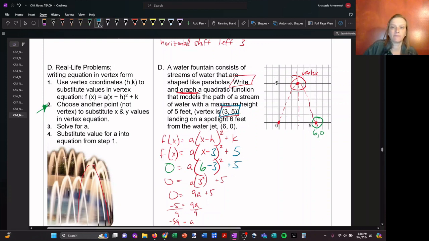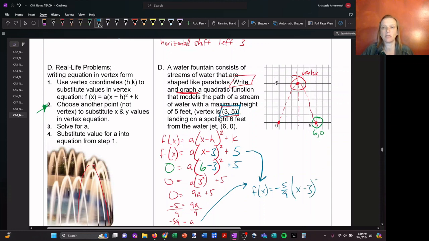So all I need to do now is go back to that almost complete equation and plug in that value of negative 5/9 where I see the a. So my final answer is f of x equals negative 5/9 times (x minus 3), the quantity squared, plus 5. I almost had enough information at the very start of the problem, but I needed to do a little more work to figure out what a equaled so that I could plug it in to the final version of the equation. I hope this helped.